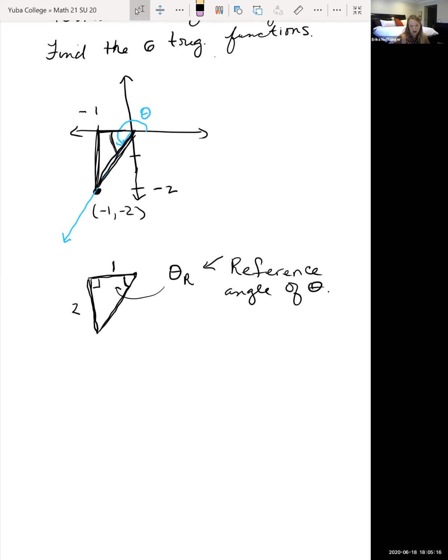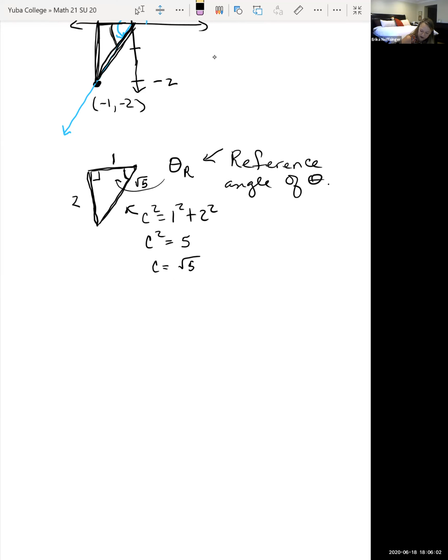Okay, so our trigonometric functions are ratios of sides of a right triangle based off of the angle that you're looking at. We need all three sides. We should be able to find this piece right here. That's the hypotenuse. So Pythagorean theorem, we know that this piece right here is 1 squared plus 2 squared. So c squared is equal to 1 plus 4, which is 5, or c is equal to the square root of 5.